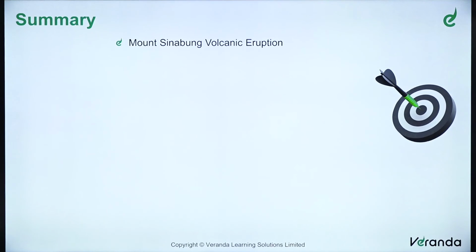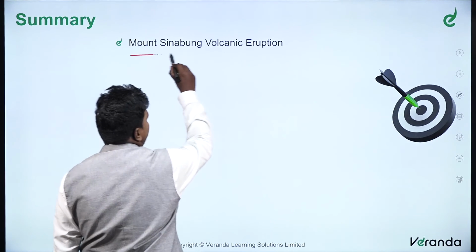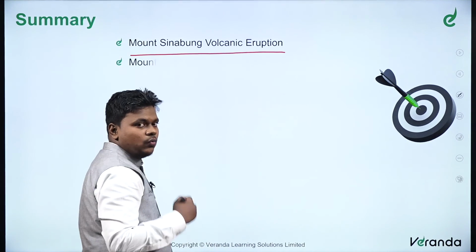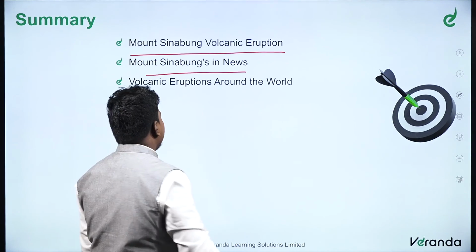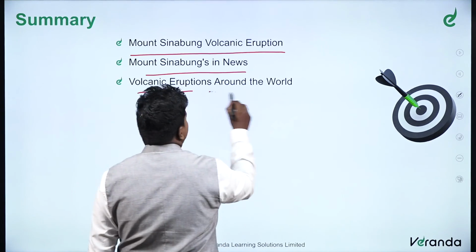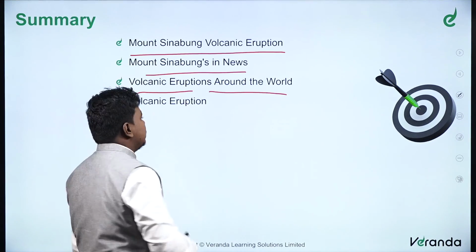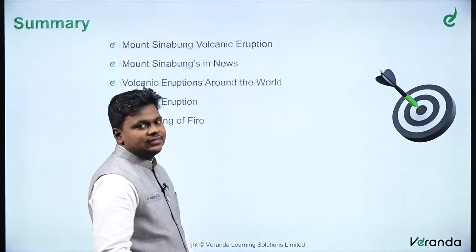So that's all for today's LU. To summarize this LU, we have seen about the Mount Sinabung volcanic eruption and why Mount Sinabung is in the news. We have also seen what volcanic eruptions are and what the volcanic eruptions are all around the world. We have also seen briefly about volcanic eruption, and we have also seen about the Pacific Ring of Fire.